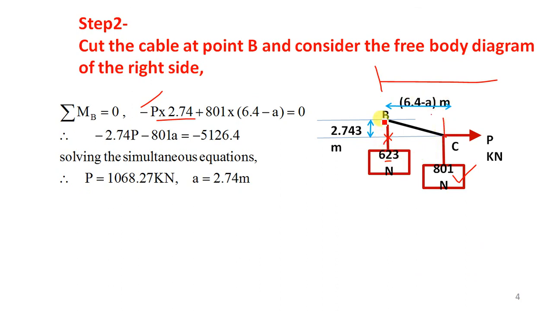Now we have taken the moment about A. So from that you will get another equation between P and a. If you solve the previous equation and this equation simultaneously, you will get the value of P, because in that equation P and a are unknown, and in this equation P and a are also unknown. So two equations, two unknowns. Solve those simultaneously and you will get P as 1068.27 and a as 2.74 meter.